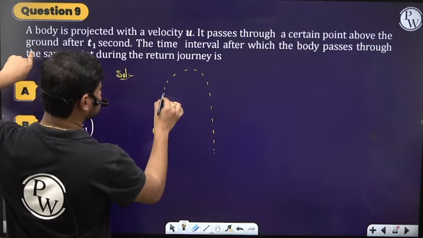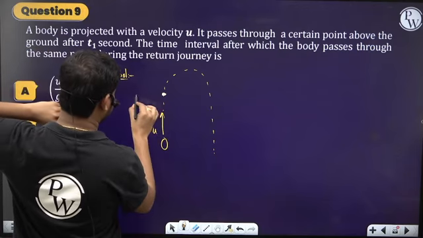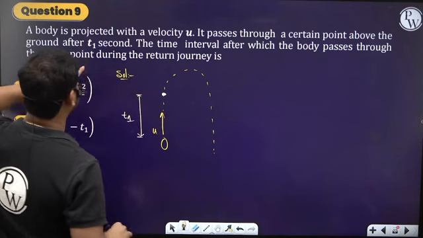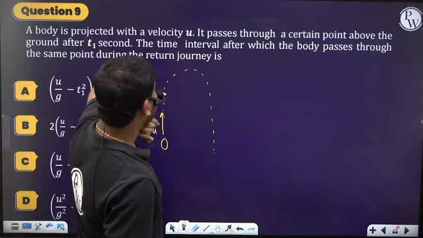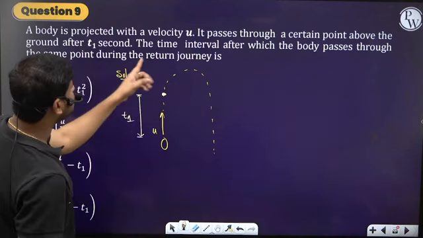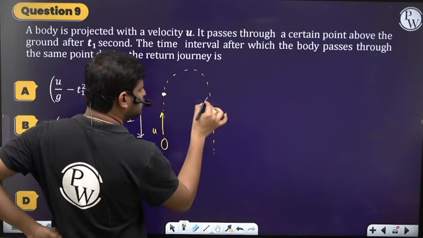So let's suppose this is a certain point. It passes through that after t1 seconds. So how much time from here to here? It's taking t1 seconds. Okay, then the time interval after which the body passes the same point during the return journey. So again, the same point the body should cover.